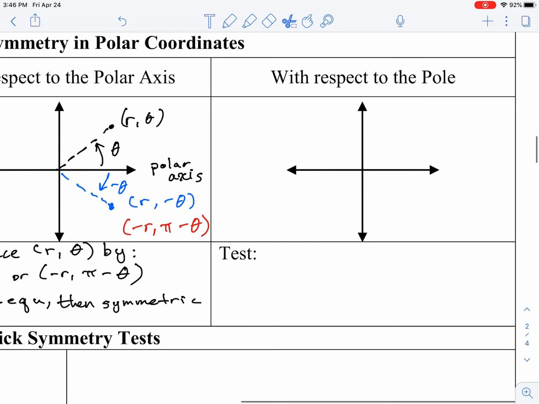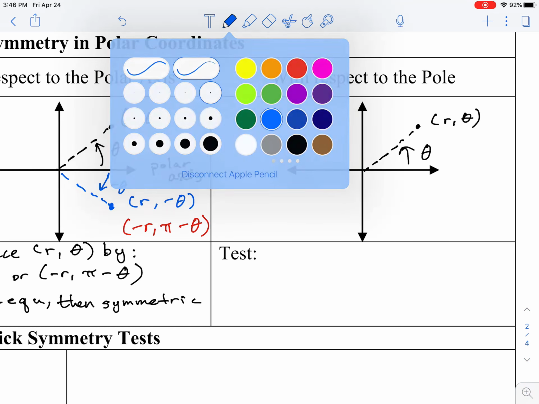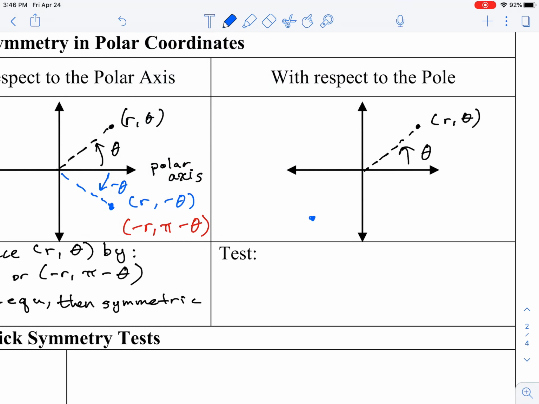Okay. Now, final one. How do I know if a polar equation is symmetric with respect to the pole? Let's plot some (r, theta) coordinate on a polar graph. This would be our point over here, if this is our angle theta. If it's symmetric with respect to the pole, this following point here has to exist. Remember, this is like being symmetric with respect to the origin.